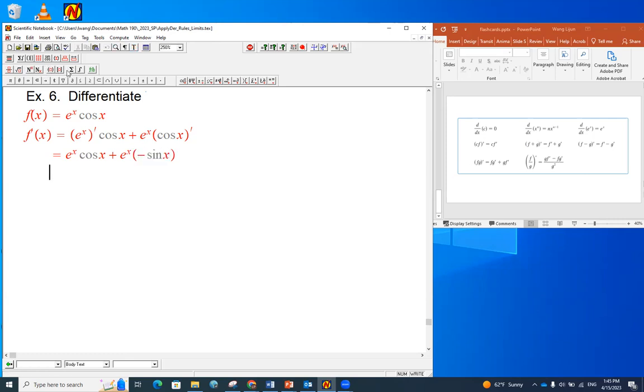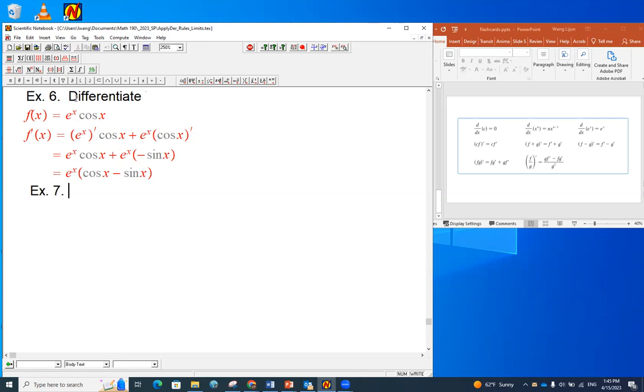Now you're almost done, and as we prefer factor form, here we get e to the power x times cosine x minus sine x. You're done. There are examples of that sort, and some of those do require some simplifying. Okay, so let's look at another one. We can use the quotient rule.